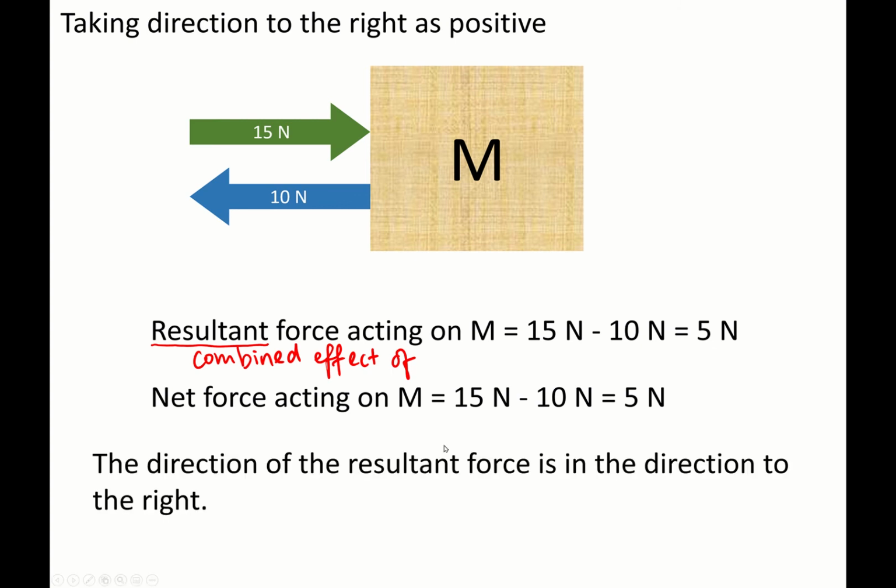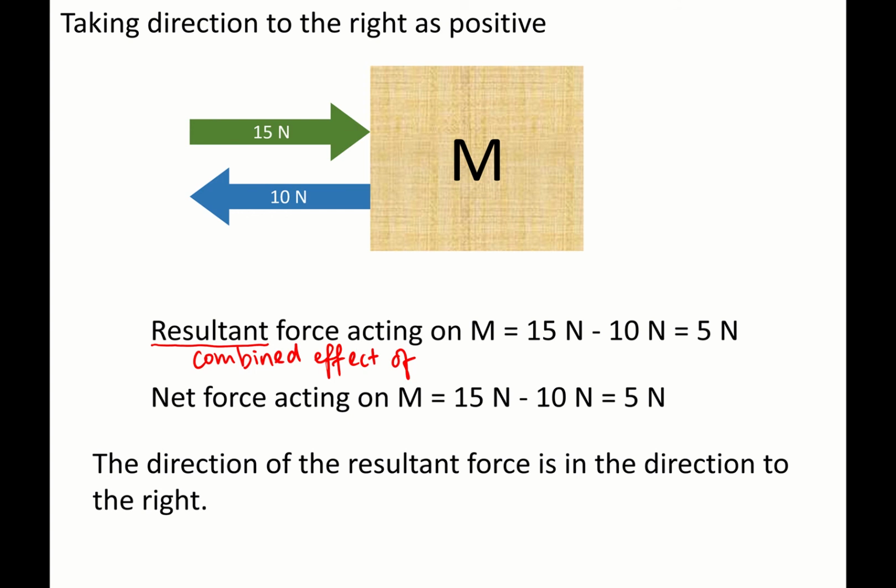And hence the direction of the resultant force is towards the right. Because of 15 minus 10, you get 5, and taking direction to the right as positive. Since 5 is positive, that means the direction of the resultant force is towards the right.